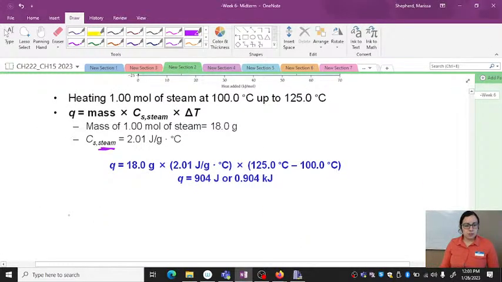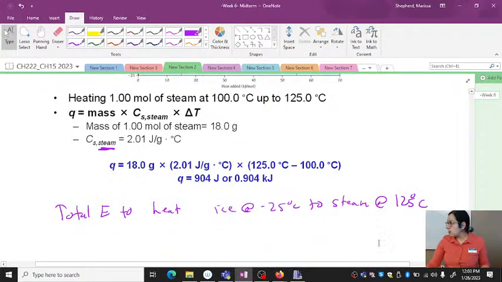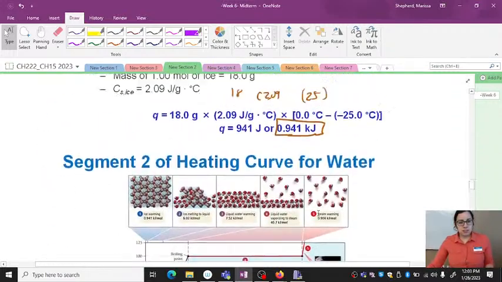And then the last question would be, what was the total energy of this process? So what's the total energy to heat ice at negative 25 degrees Celsius to steam at 125 degrees Celsius? Now all we have to do is add the legs up. So let's start at the top.